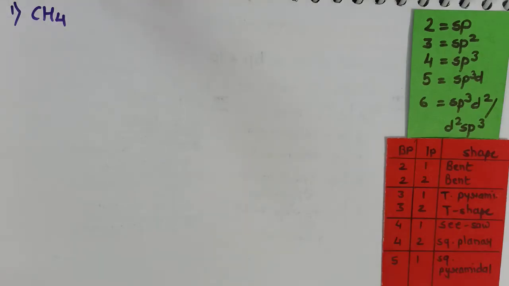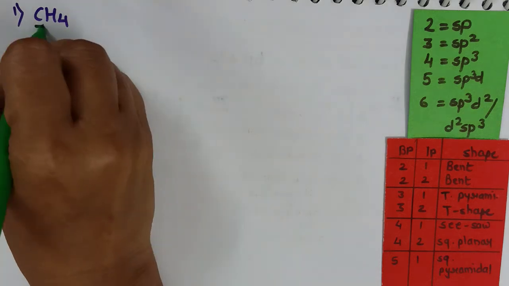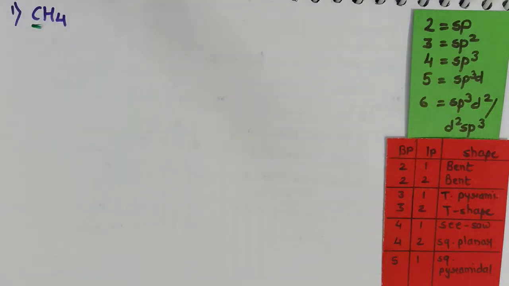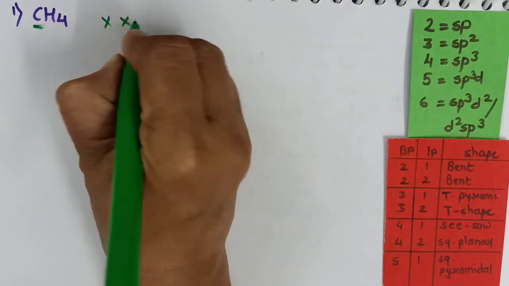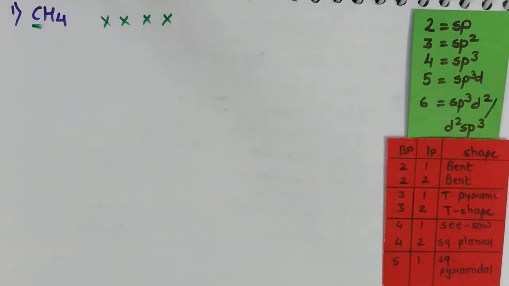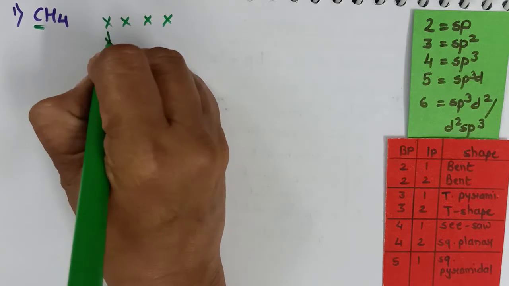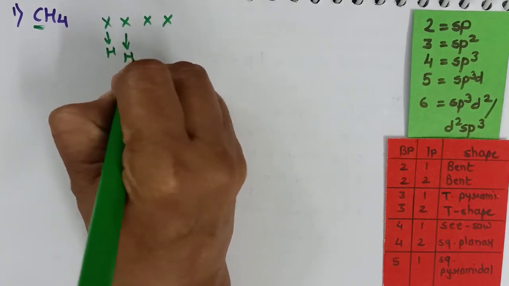Let us try to calculate the hybridization of carbon in CH4 and predict its shape. To know the sum of bond pairs and lone pairs, we must know the number of valence electrons in carbon. There are 4 electrons in the carbon atom. These 4 valence electrons each form a bond with hydrogen.